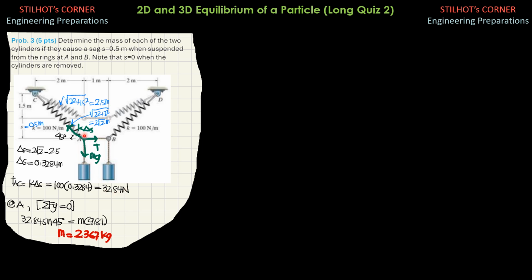We then apply the static equation at A, which is summation of forces in Y equals 0, to solve for M. Take note that because S is 0.5, for this right triangle, vertically 2 meters, horizontally 2, so the angle is 45 degrees. So summation of forces in y equals 0: the tension in the spring, 32.84, vertical component, so we multiply by sine 45 degrees, is equal to m times 9.81. From here, we can solve the mass of the cylinder, equal to 2.367 kilograms.